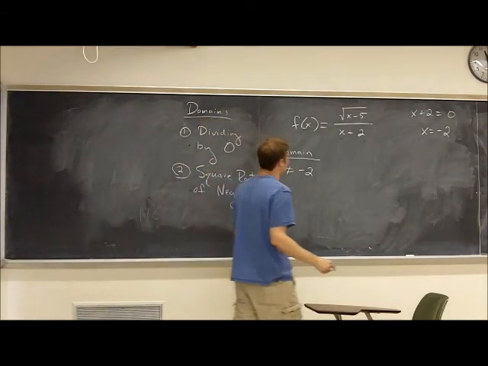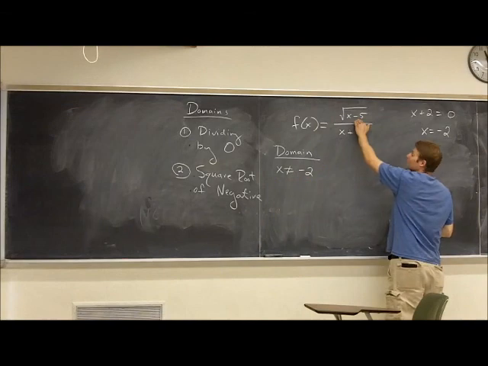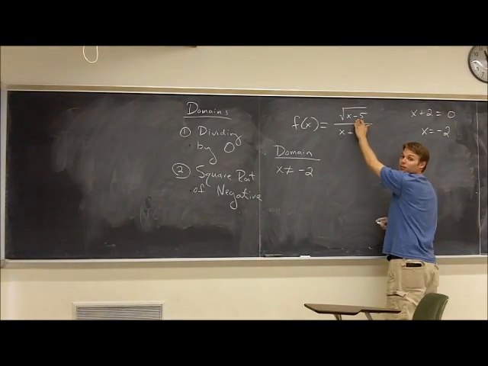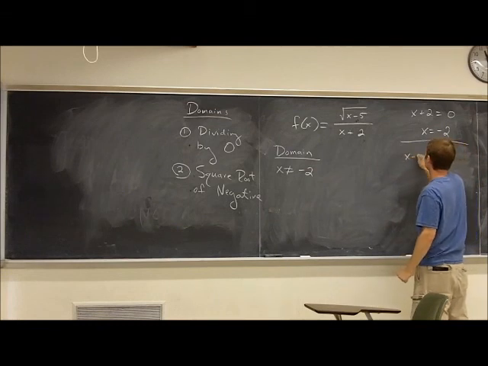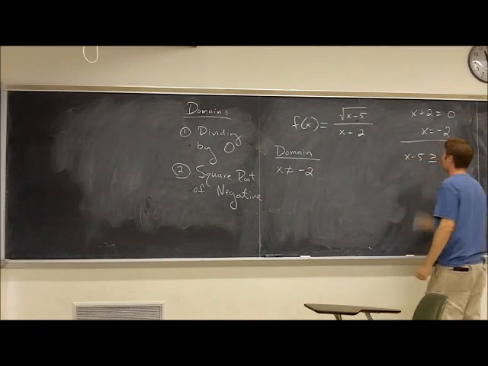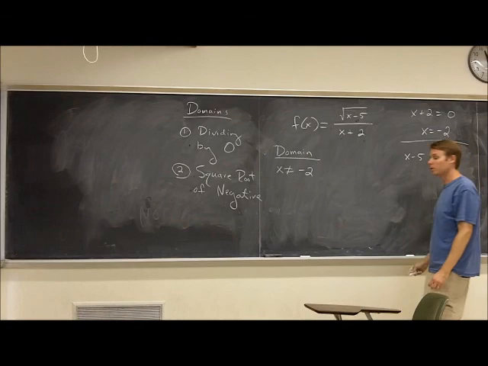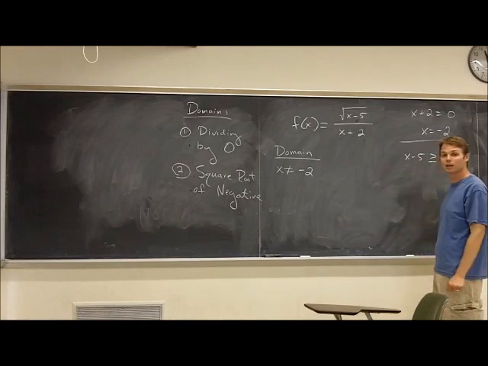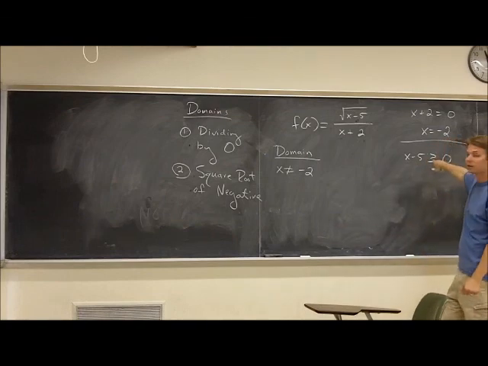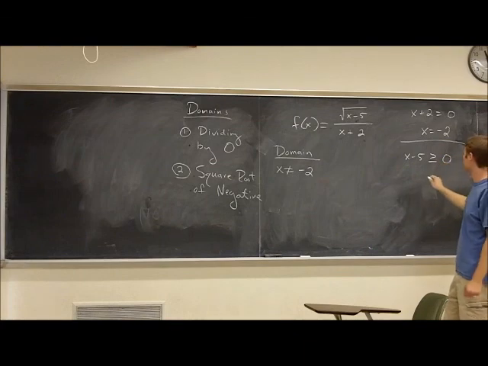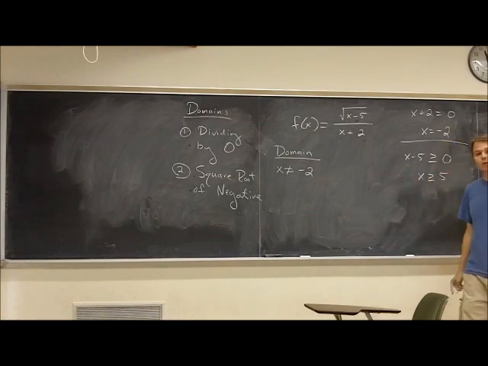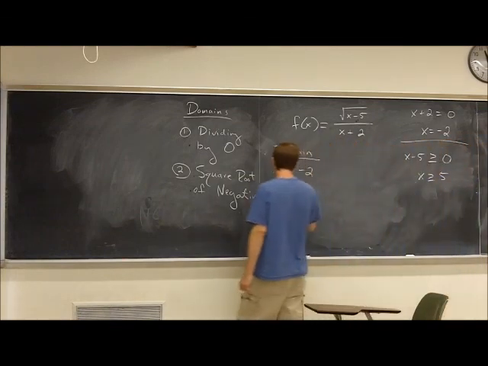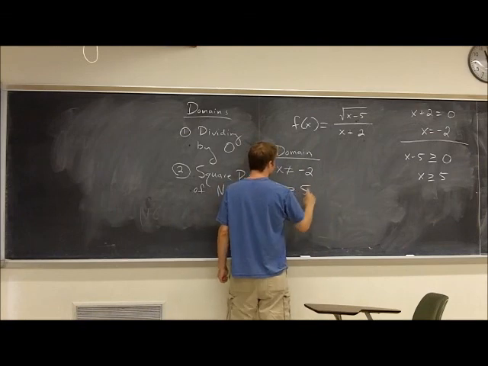What else don't I want to happen? Well, I definitely want whatever is under the square root sign to be 0 or greater. So that'll be my second part. I want to set the part under the radical, under the square root, x minus 5, to be at least 0. So x minus 5 needs to be greater than or equal to 0. So that tells me that x needs to be greater than or equal to 5. So that's the other part of my domain.